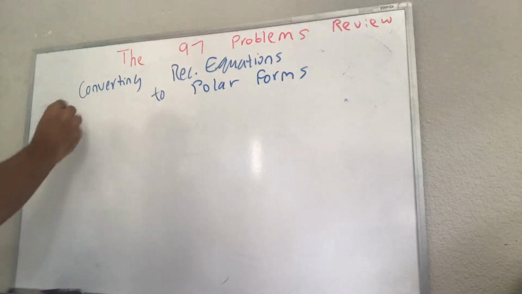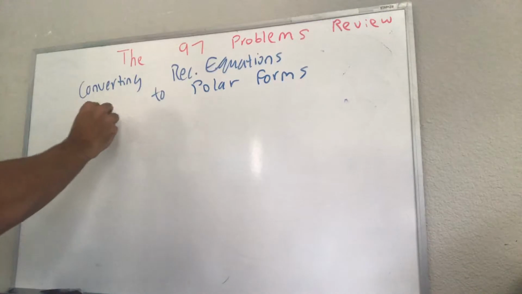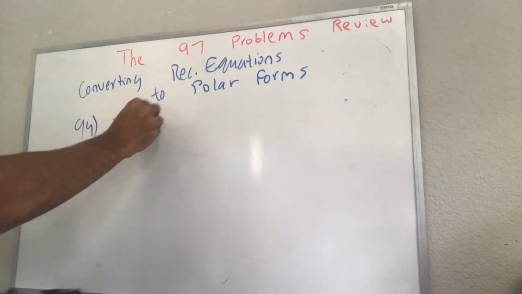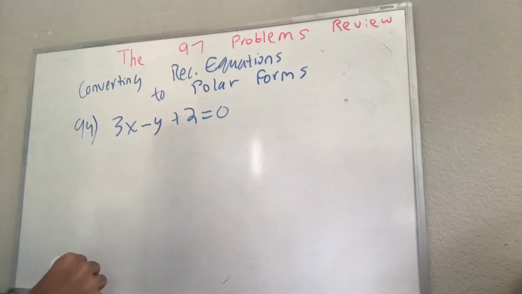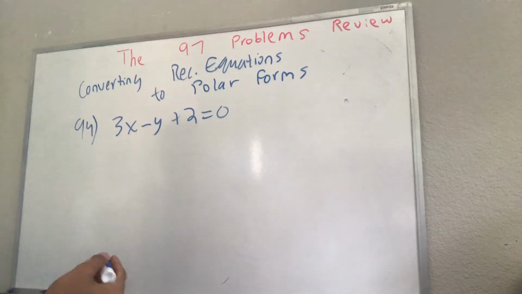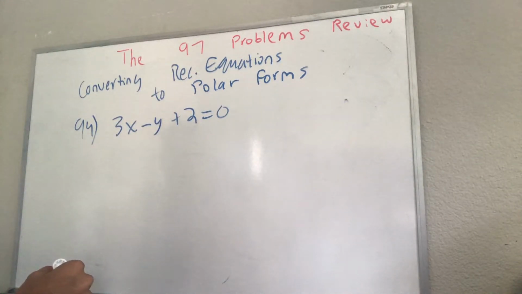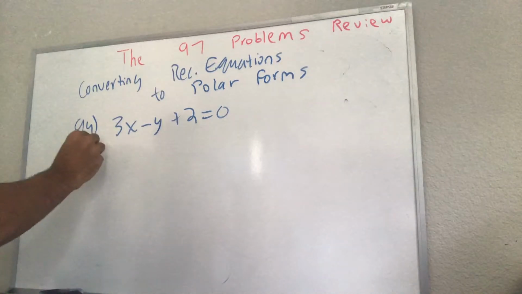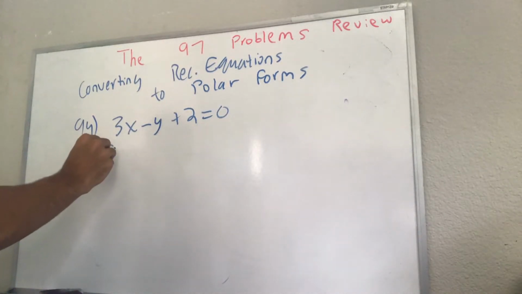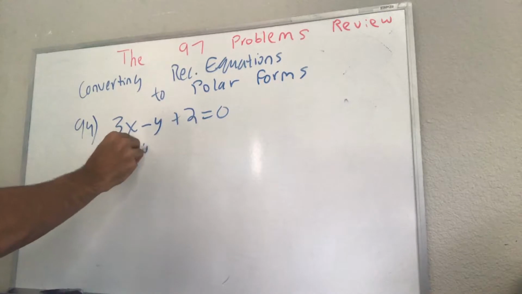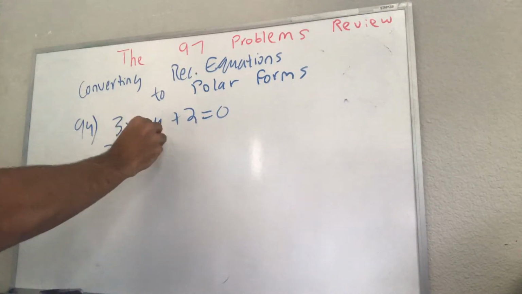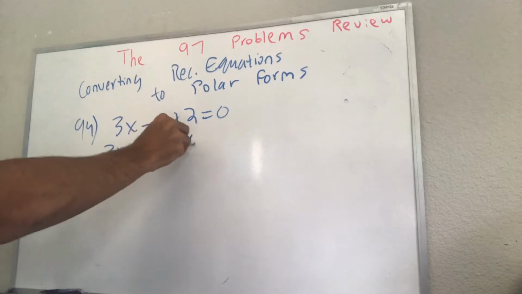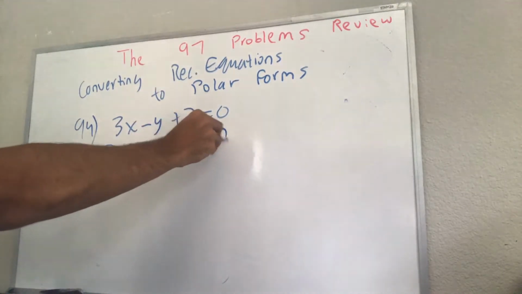Question number 94 states that 3x minus y plus 2 is equal to 0, and we want to convert this into polar form. Well, you know what x is. You know x is equal to r times cosine theta. So the first thing is you want to just put that in. So it's 3 times r cosine theta. And you know y is r times sine theta, so that's minus r times sine theta plus 2 is equal to 0.